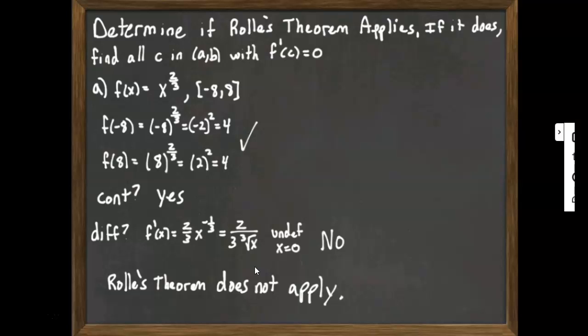If it had, we would go on and actually set about the second part of the problem, which would be solving when f prime equals 0 in that interval, which in this case doesn't happen, but you'll see that in the next example.